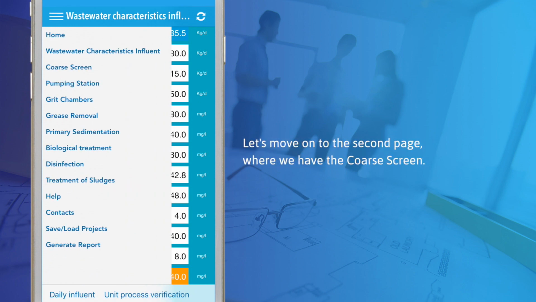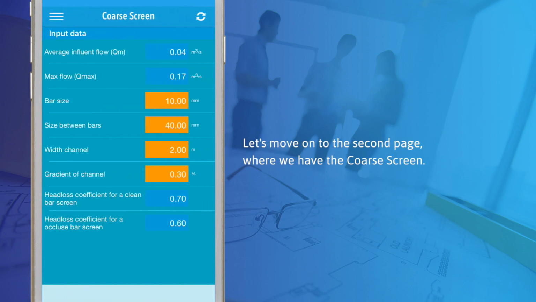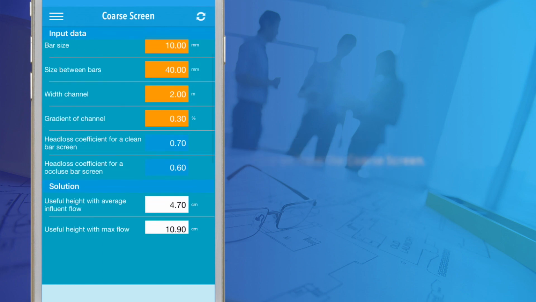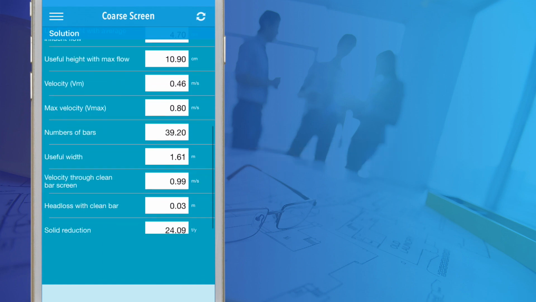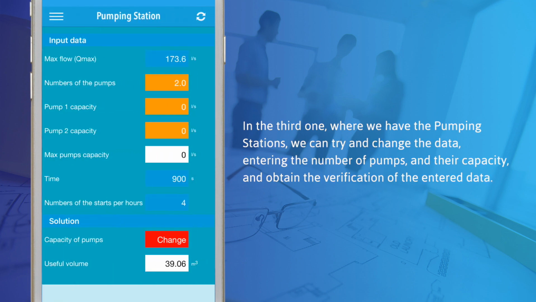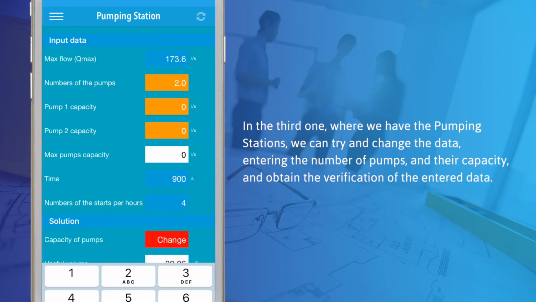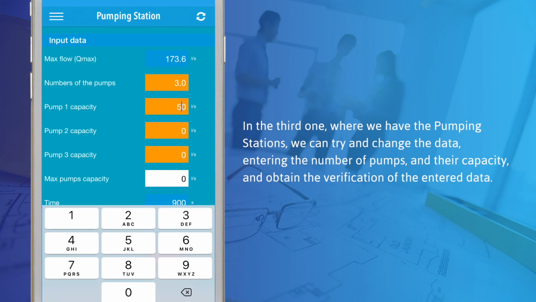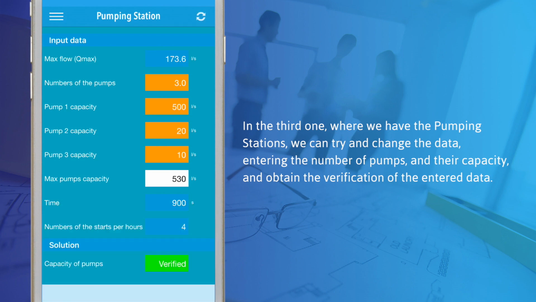Let's move on to the second page, where we have the coarse screen. In the third one, where we have the pumping stations, we can try and change the data, entering the number of pumps and their capacity, and obtain the verification of the entered data.